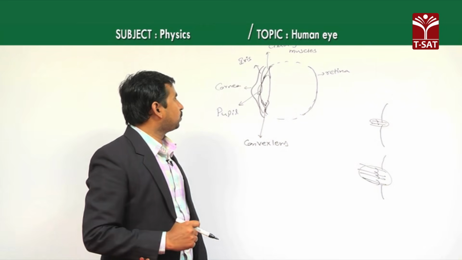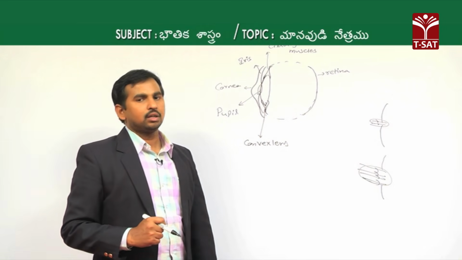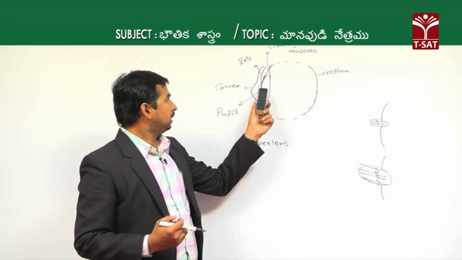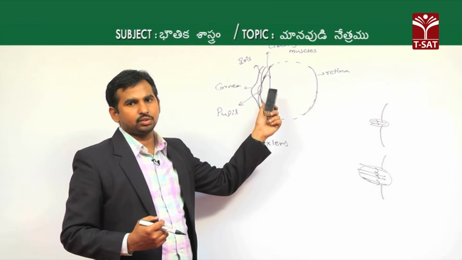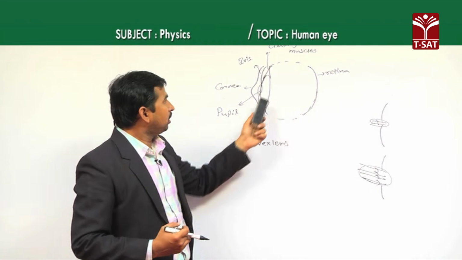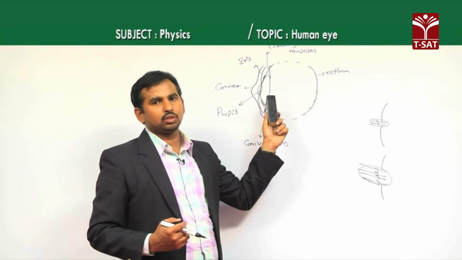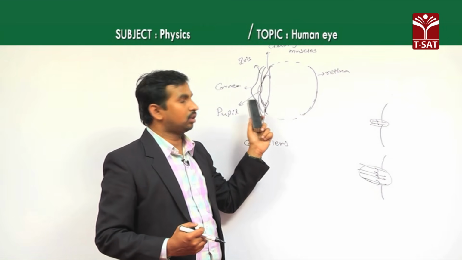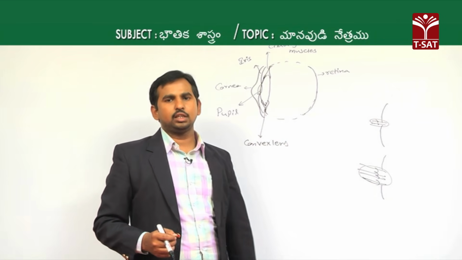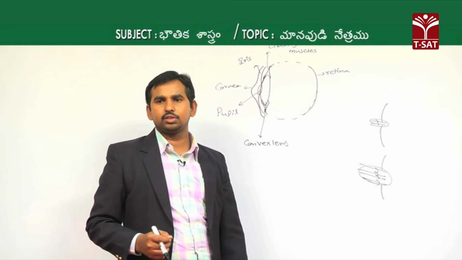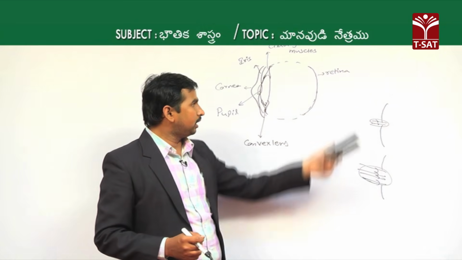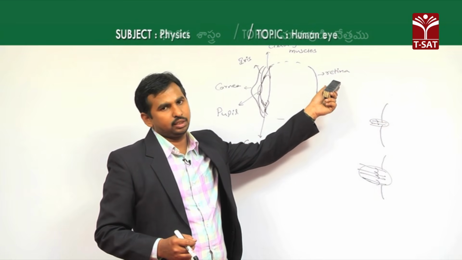And the next one is the cornea. The cornea helps to focus all the light rays to come onto our eye lens. That is the work done by the cornea. After the light rays are incident on the convex lens, they are incident on the retina. The retina collects the image and sends the signals to the brain. That is the work done by our retina.